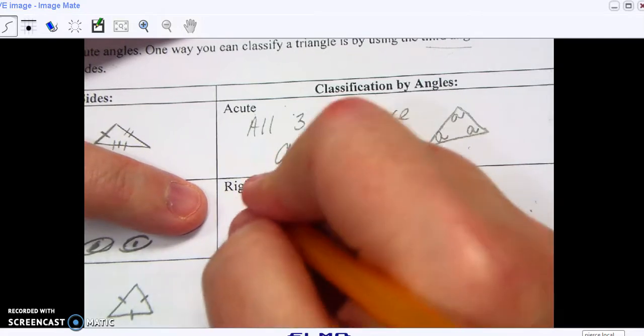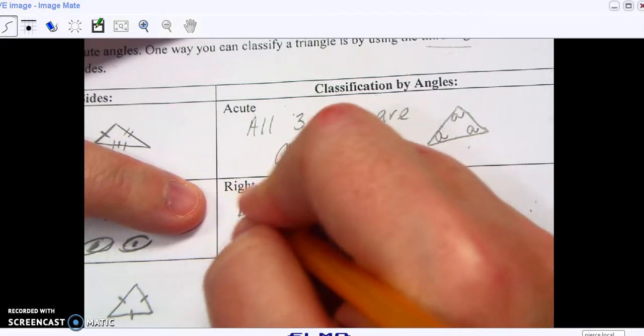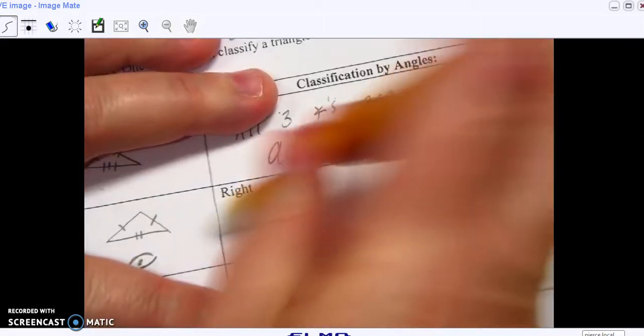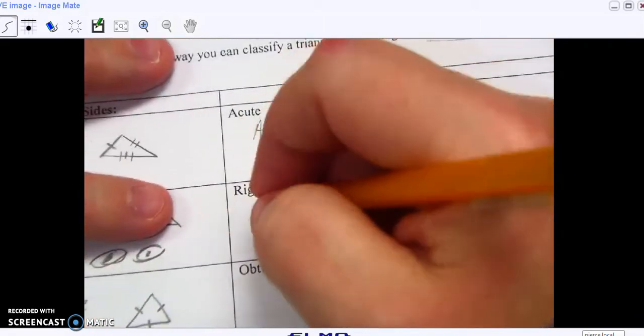A right triangle has exactly, well, we'll just say it has 1 right angle.